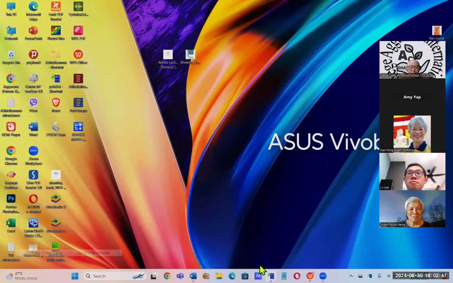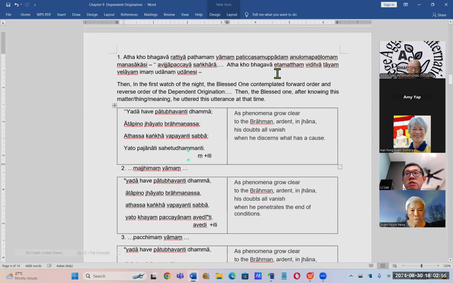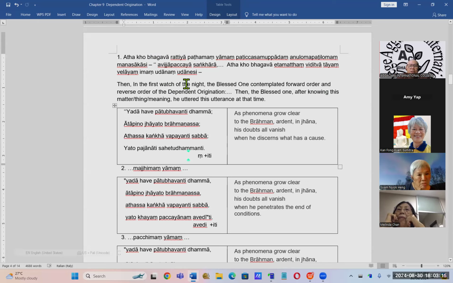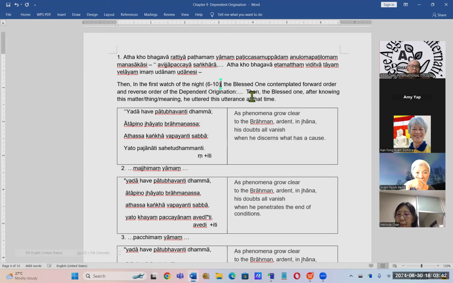All right. So now dependent origination is something very important, because I already put it at page four, number four. You can see some Pali here. I put Pali here because some of you are Pali students. Atha kho Bhagava, Blessed One, rattiya, of the night, pathamam yamam, first watch. Now, first watch means, let's say nighttime is 6 p.m. to 6 a.m., which is 12 hours. If we divide by 3, about 4 hours, so it should be around 6 to 10. So it's around this time.